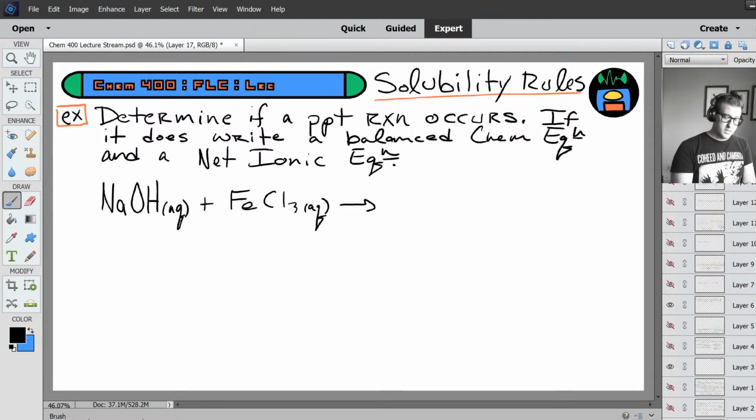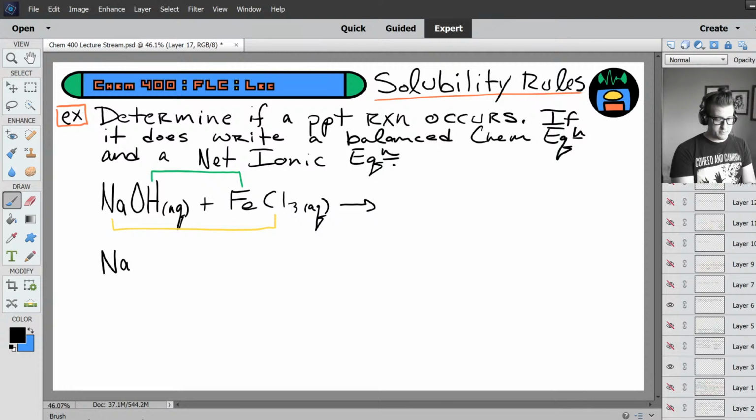All right. We know it's going to go down, right? Sodium will grab chloride. Iron will grab hydroxide. Now we just need to figure out what those cations are and what they look like.